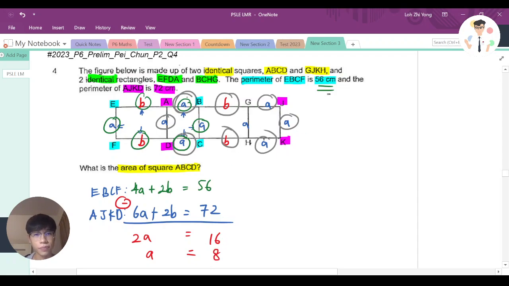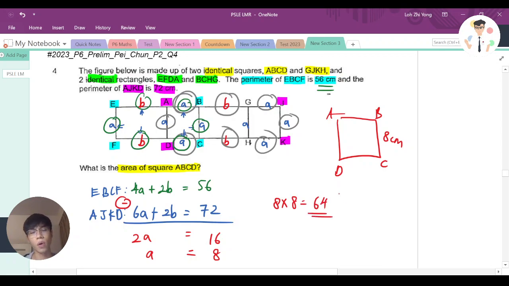Now I know that this ABCD is actually with side of 8 cm. So how to find the area? 8 times 8, which is 64. And of course, the answer will be 64 cm squared. That's all. We are done.